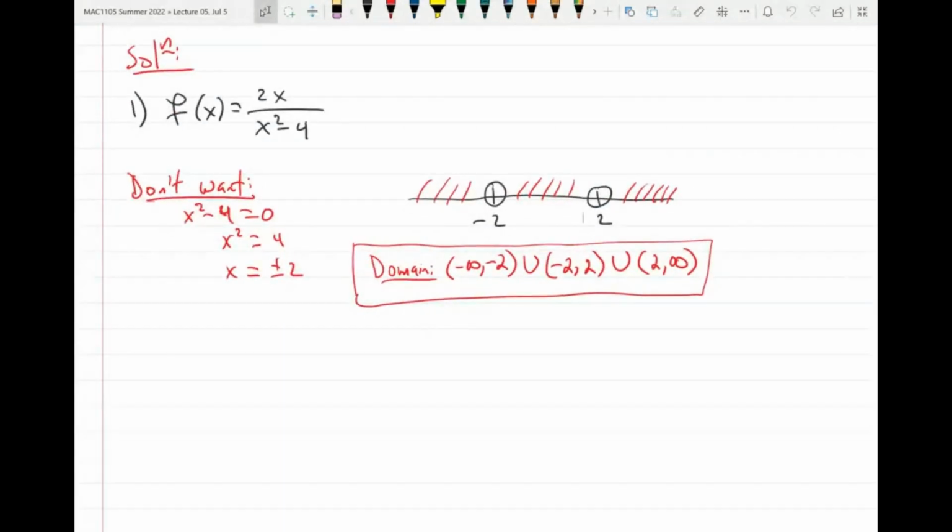Right now we're just worrying about the domain, because given a function, you want to know what you're allowed to plug in. So as long as you don't plug in negative 2 or 2, that's safe.